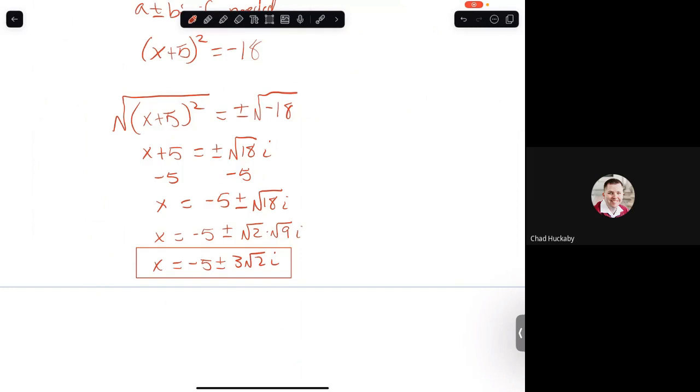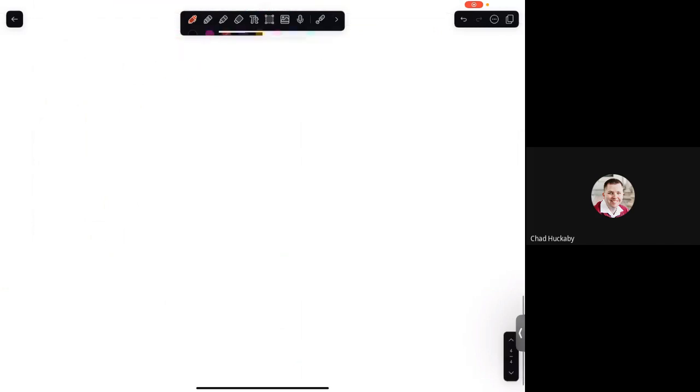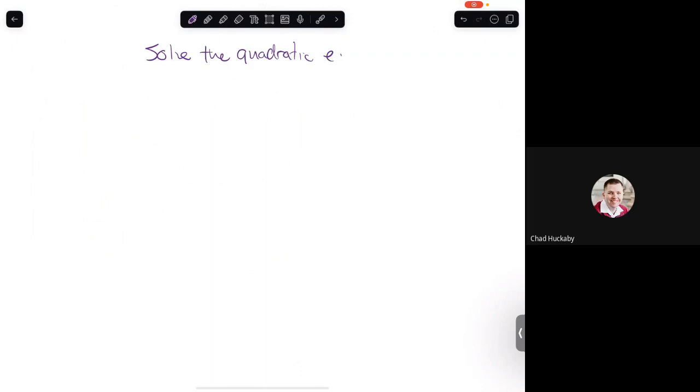Okay, well, let's move on and do another. Again, we're doing very similar problems to what you'll see on your test. In this one, we want to solve the quadratic equation by completing the square. And we have x squared plus 10x is equal to 7.